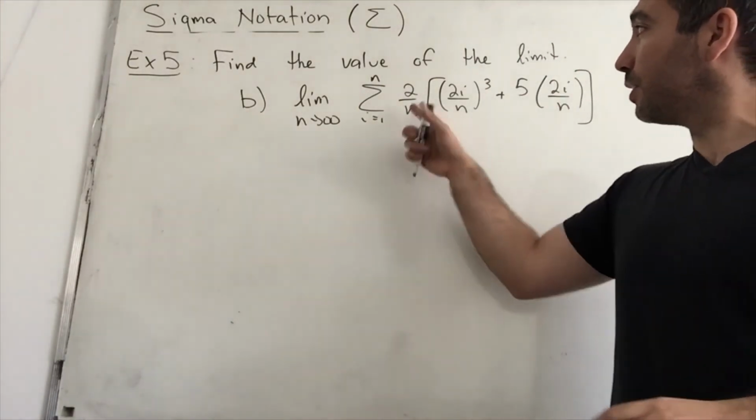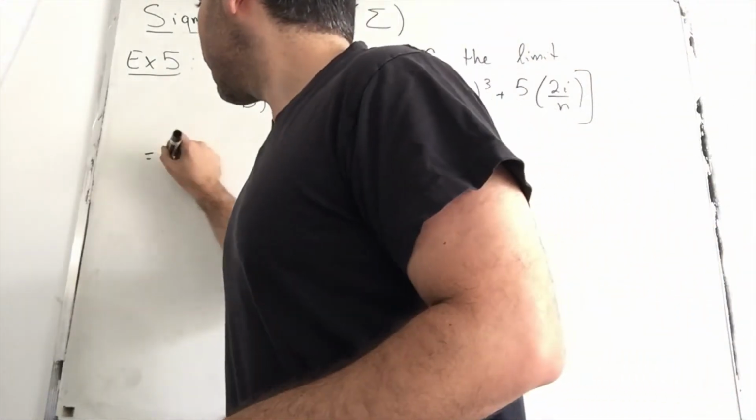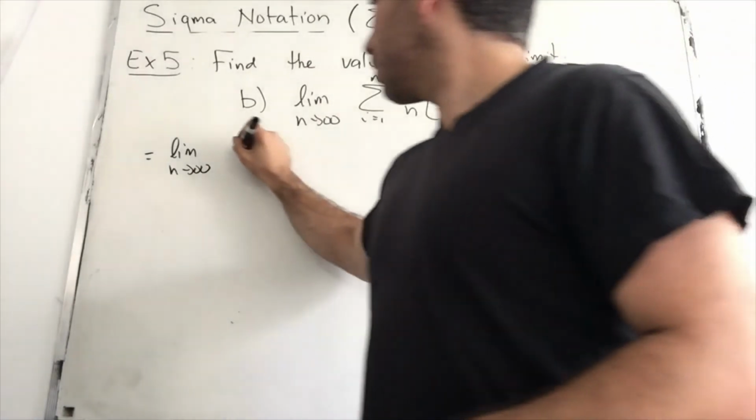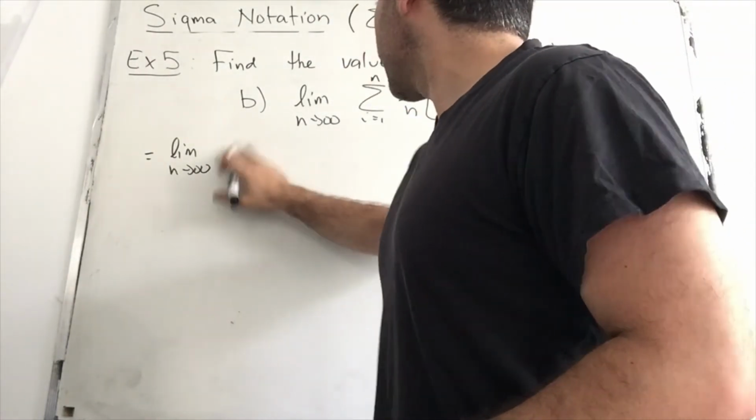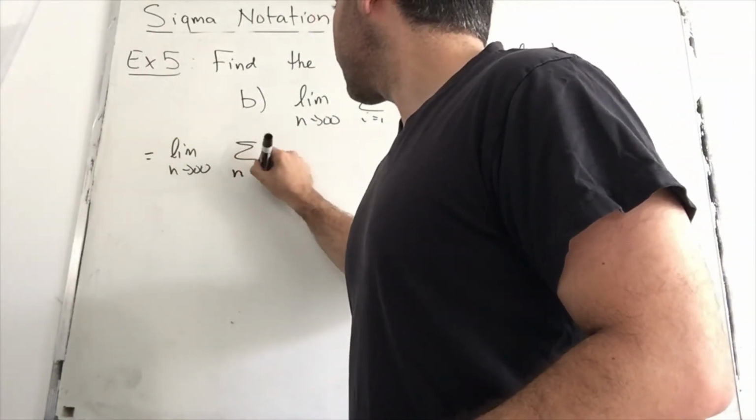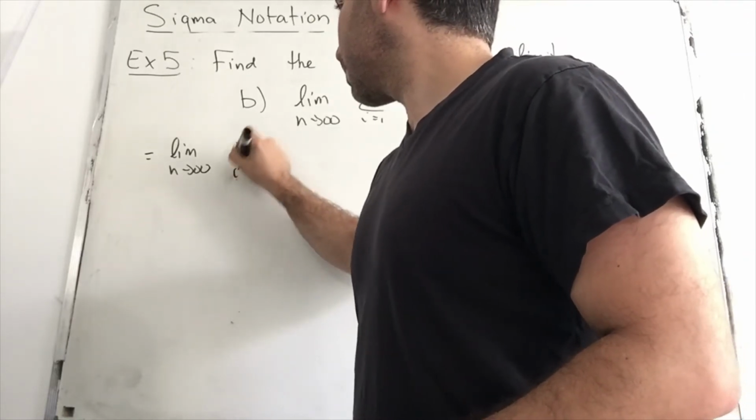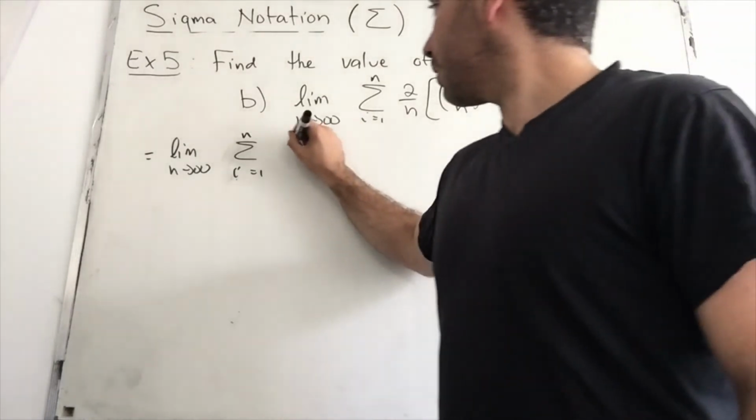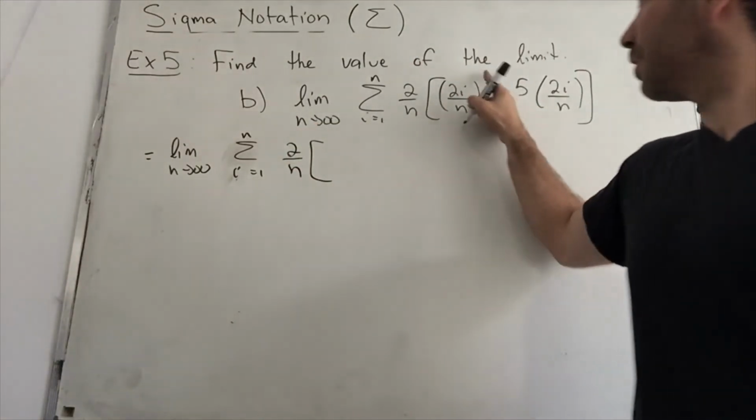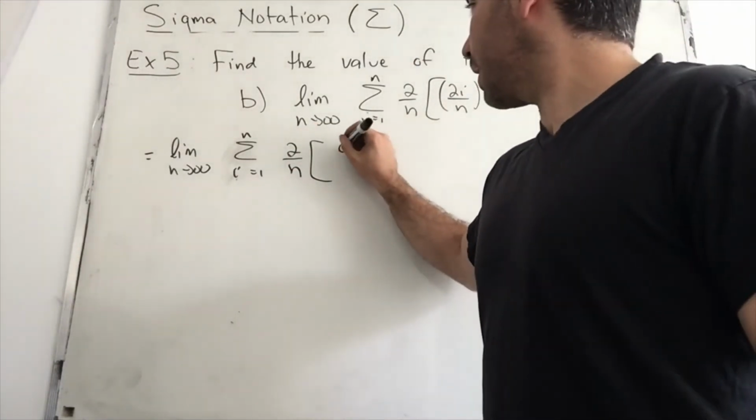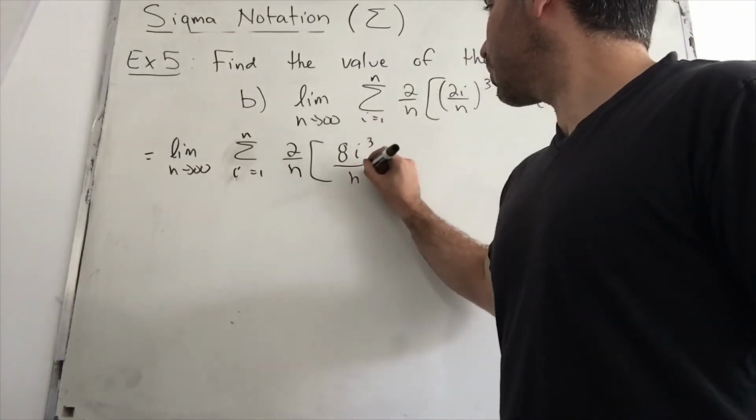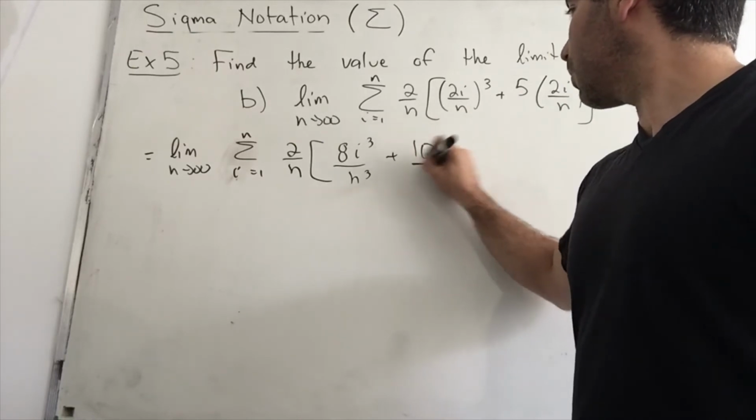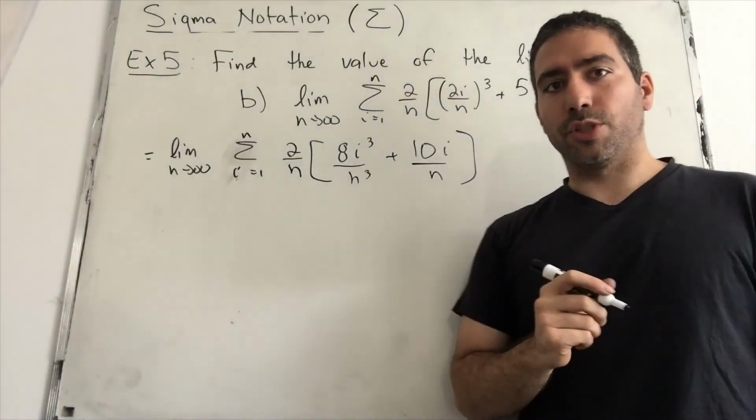So the first thing I'm going to do is distribute, giving us the limit as n goes to infinity of, let's keep the summation and the 2 over n on the outside. Okay, and we have 2 over n, open bracket, I'm going to distribute the cubed, giving us 8i cubed over n cubed plus 10i over n. Okay, so we're just simplifying here.